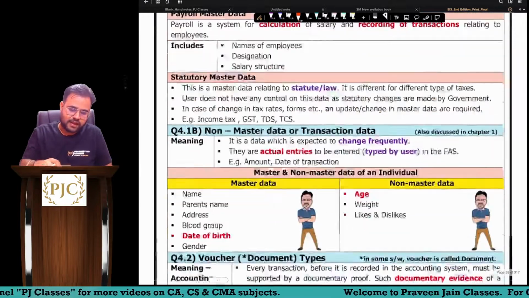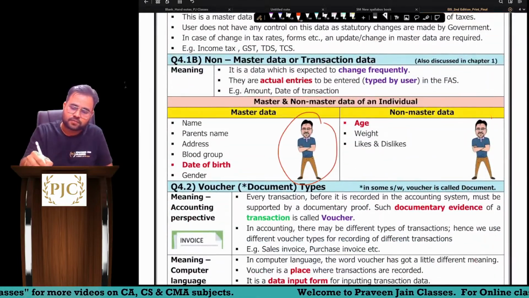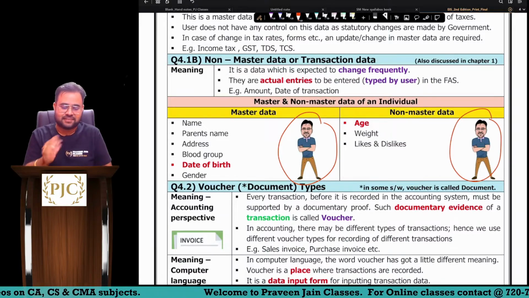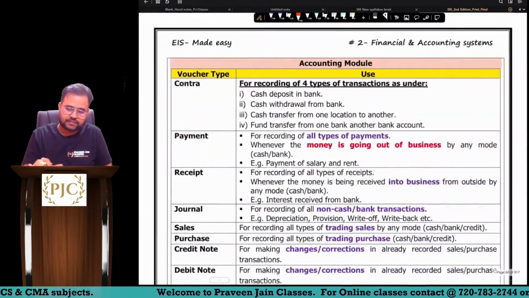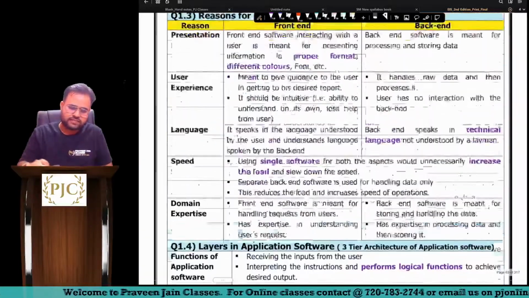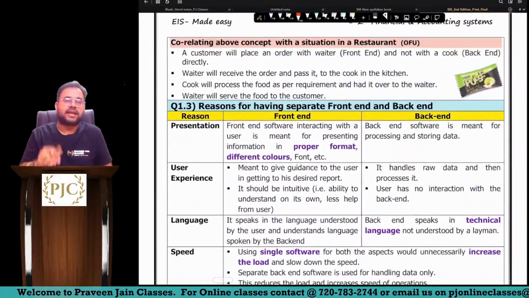So you can see again, master data, why this diagram is introduced. For that, you have to take our class. So that logic you will understand if you are taking the class. So various things are there. Mnemonics, memory techniques we are talking about.